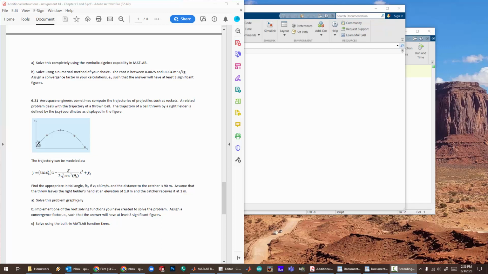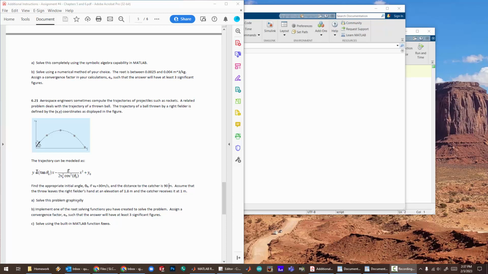Okay, let's look at problem 621. It's about tracking a ballistic trajectory. Aerospace engineers sometimes compute the trajectories of projectiles, such as rockets. A simpler, related problem deals with the trajectory of a thrown ball. The trajectory of a ball thrown by a right fielder is defined by this equation.